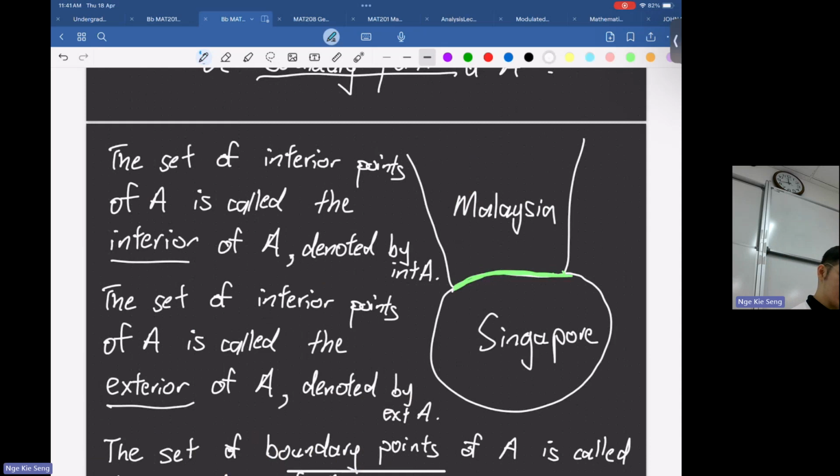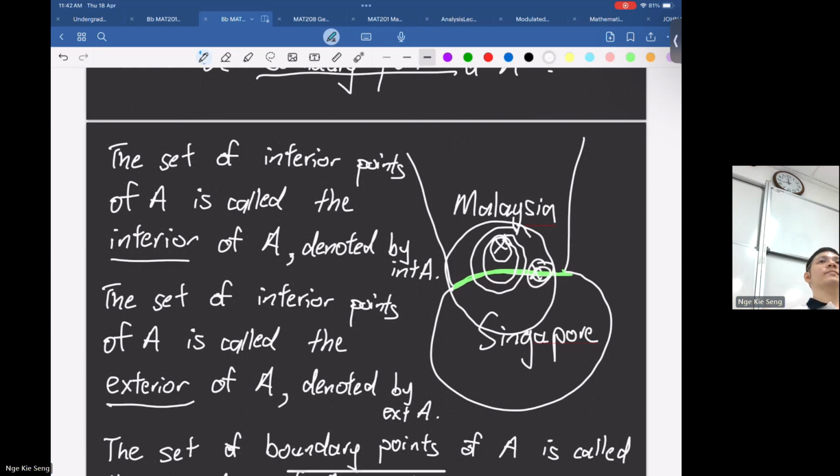So let's say you are in JB. You make your ball so large that you include some point in Singapore. Does it imply that you are at the boundary or not? No. Try and make the ball smaller. If you can make it smaller until it contains everything inside A, then you are an interior point. But let's say you cannot do it. You cannot do it means what? You are on the boundary.